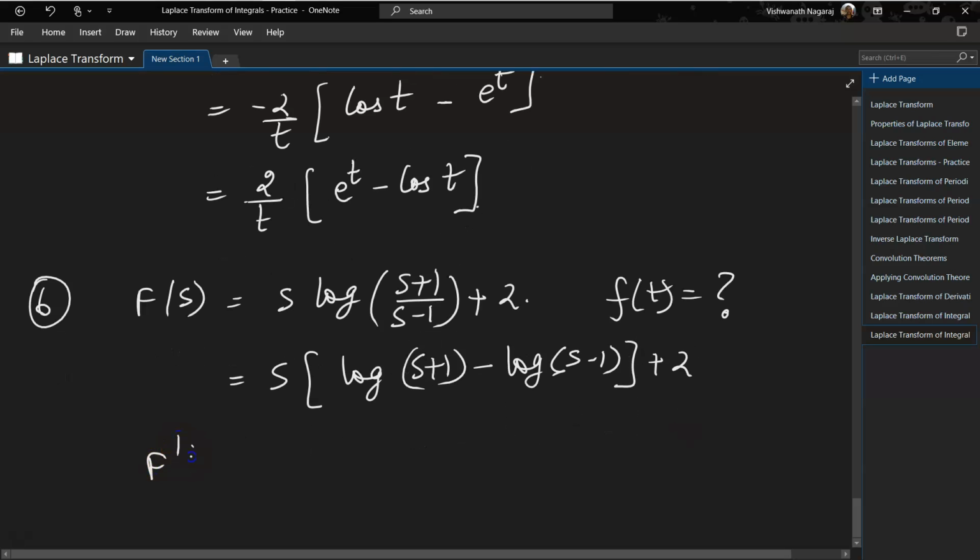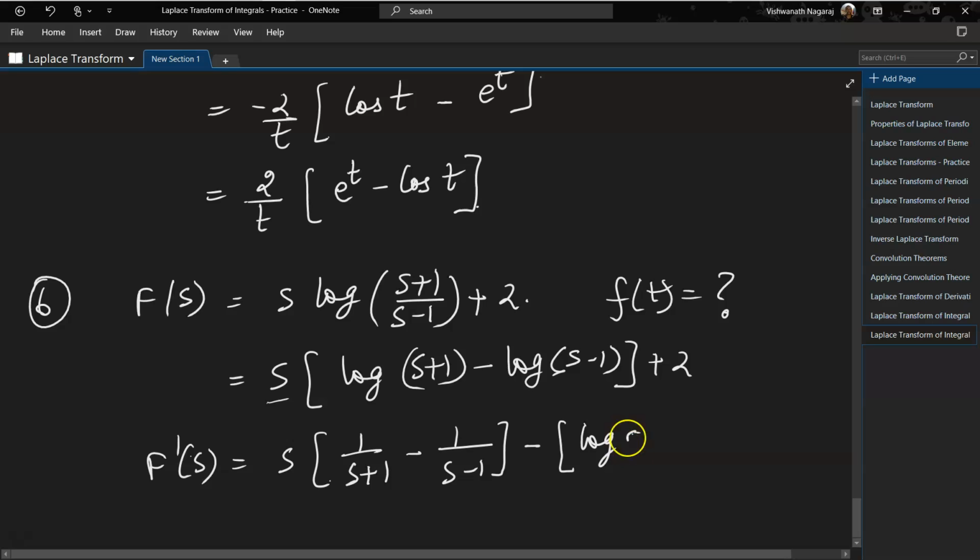plus 2. F prime of s is equal to s times, log of s plus 1 is 1 by s plus 1, minus 1 by s minus 1, right? This is one function, this is the second function. So product rule we are applying to differentiate. So s as it is and the differentiation of this will become 0. And then minus, now differentiate s, that is 1, log of s plus 1 minus log of s minus 1, this as it is.